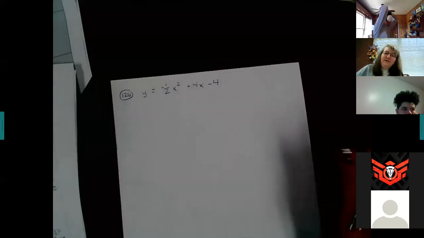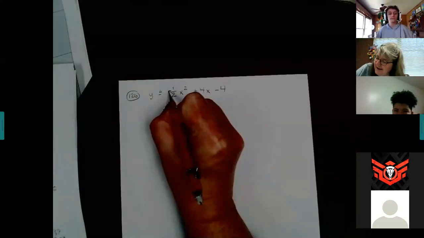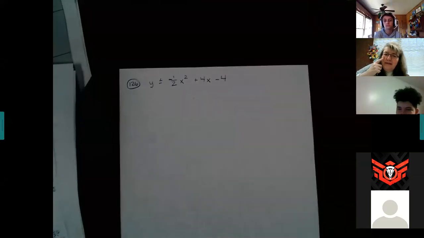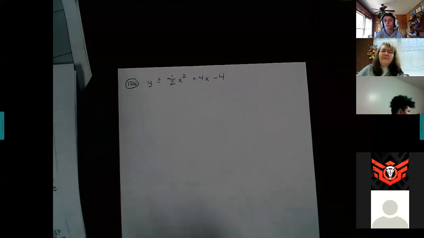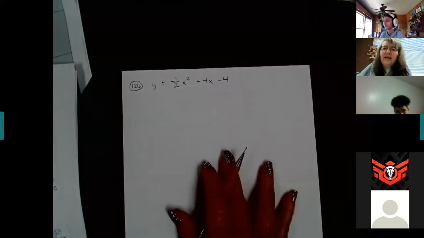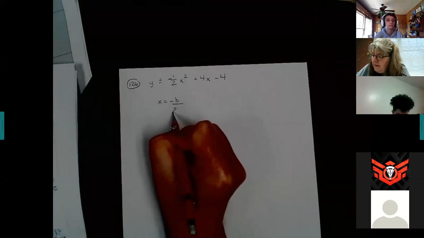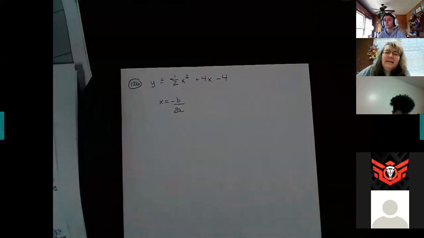All right, let's do 126. Then we're going to review the stuff for today. Can everybody see this? Let me see if I can get it to focus better. The first thing I got to find is negative b over 2a. So what is b in this problem? Anybody?